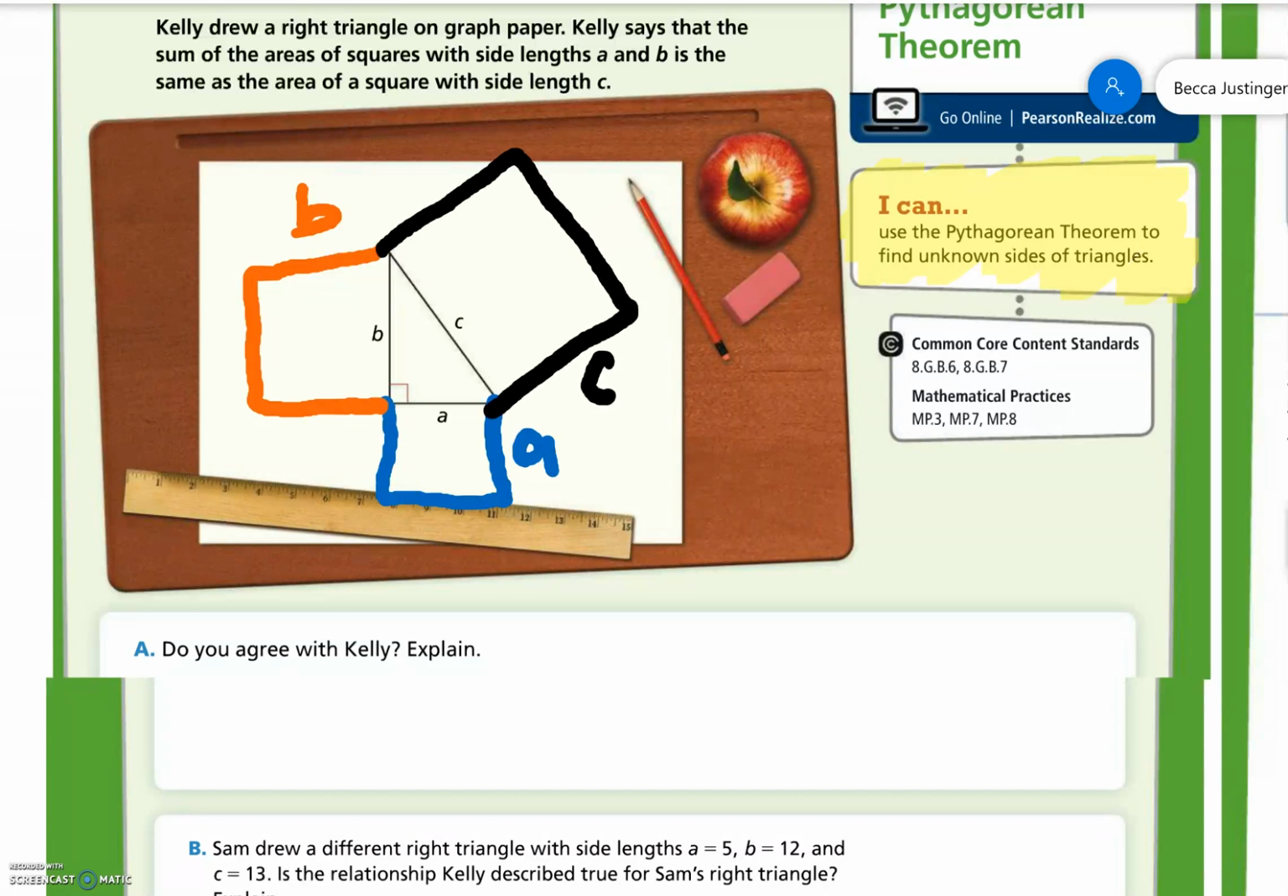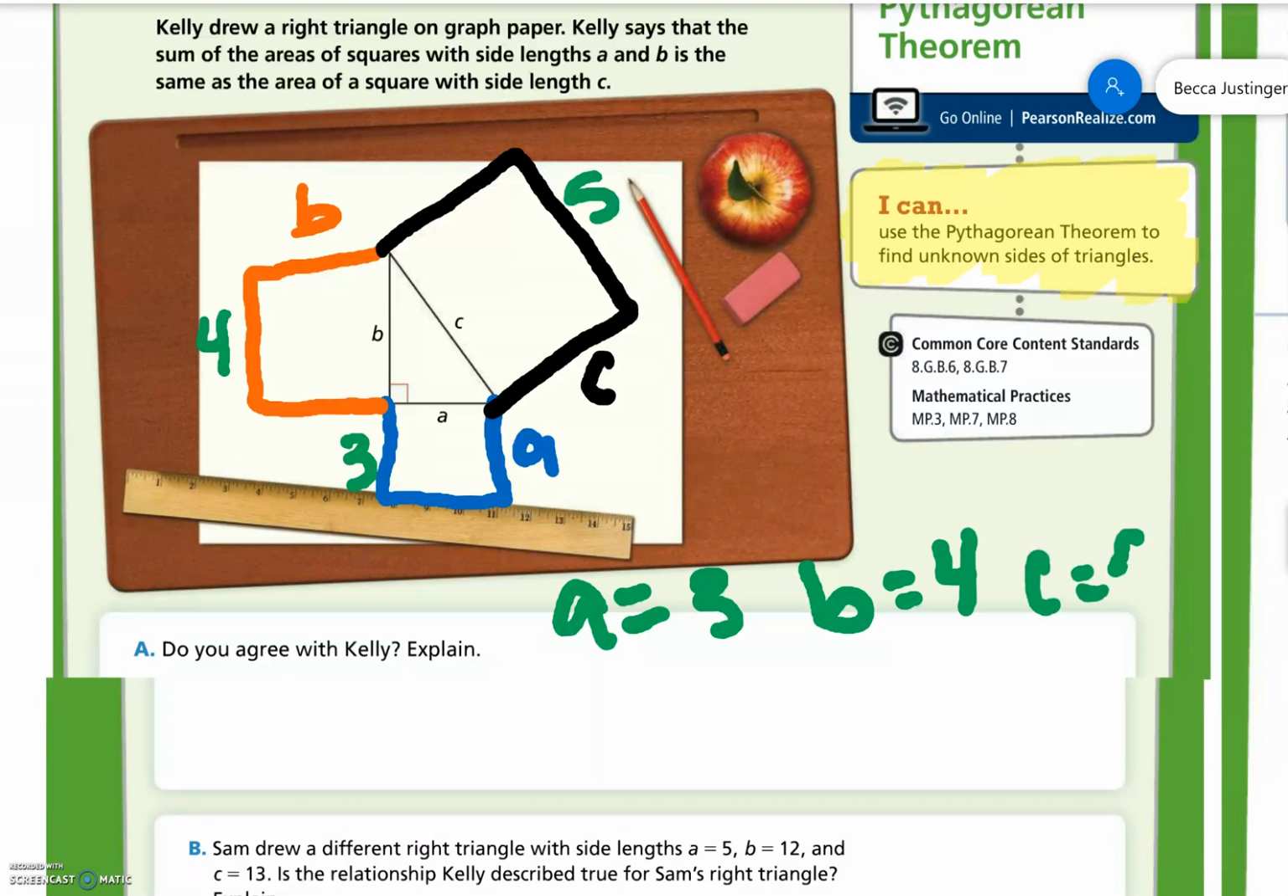We can agree that the black square is bigger than the blue square and the orange square. But she's saying that the blue and the orange ones added together would equal the black one. So we're going to try it. Say that this was 3, this one's 4, and this is 5. So A equals 3, B equals 4, and C equals 5.